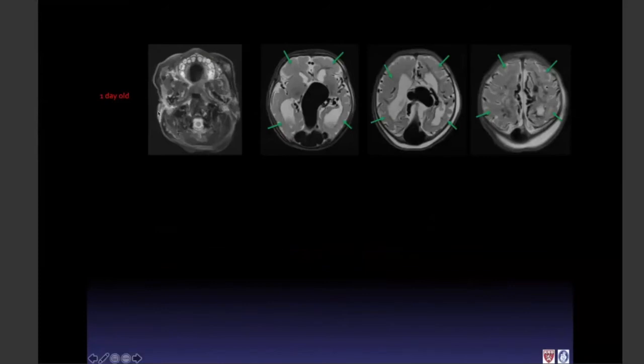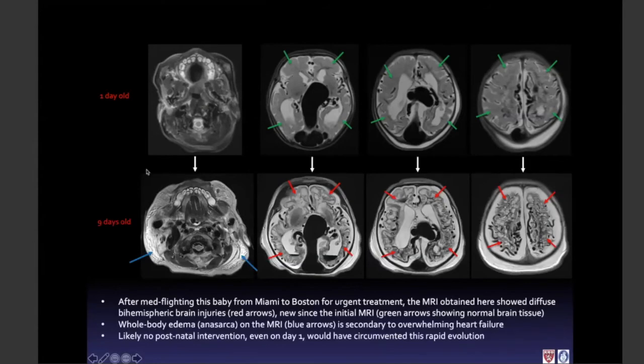This was a 1-day-old born in Miami who was airlifted to us for potential embolization. Clearly, there are some parenchymal injuries already, even at birth, but most of the brain is still intact. By the time we got them to us, we repeated the MRI scan before embolization. This is day 9. You can see widespread bihemispheric injuries. There's really nothing that we could possibly do to help this child at this point.